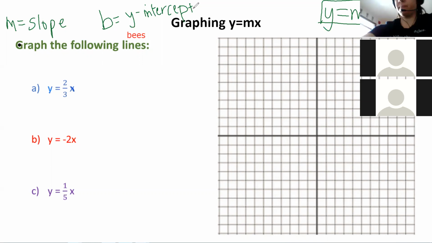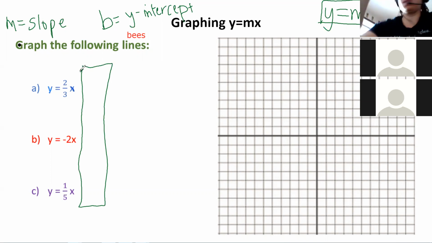Now, if you look at this first equation, actually all of these equations, what are they all missing? What the y-intercept is, right? So if they don't give you a y-intercept, where do you think you would start?